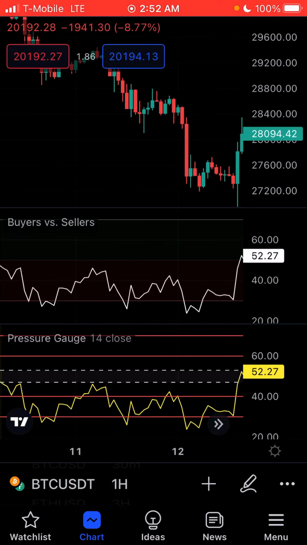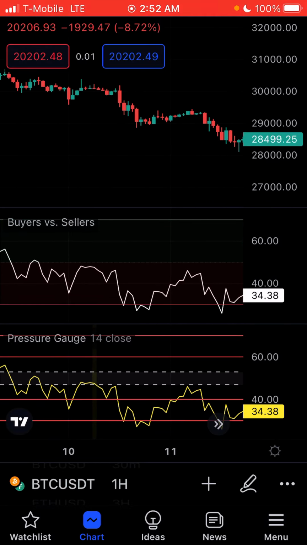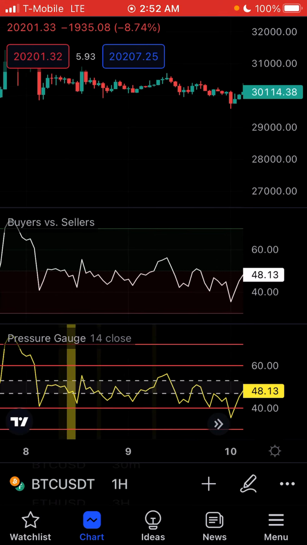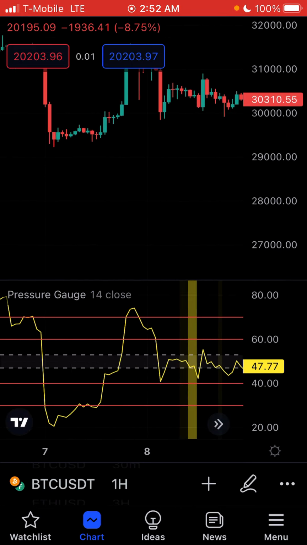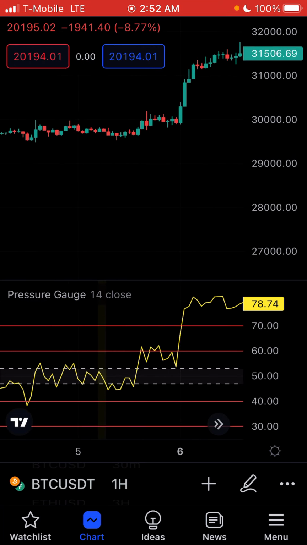Well, it actually went down more. So that one didn't work because it continued to go down. But being in a bear market, most likely all of these prices are going to go down. But let's just see if we can catch any other moment. So let's look for a pressure gauge. It works the majority of the time.